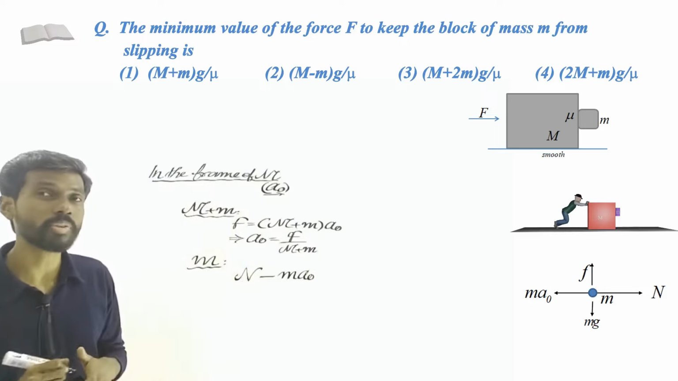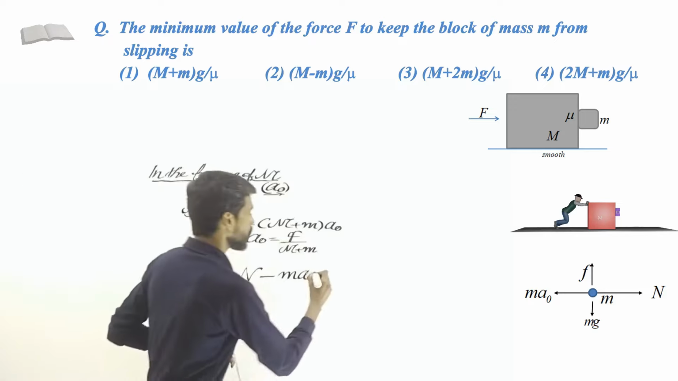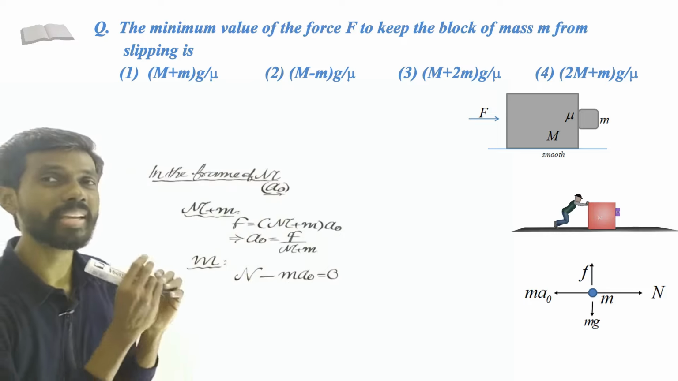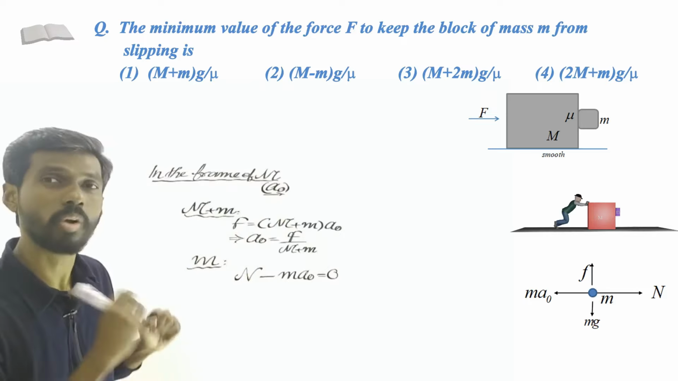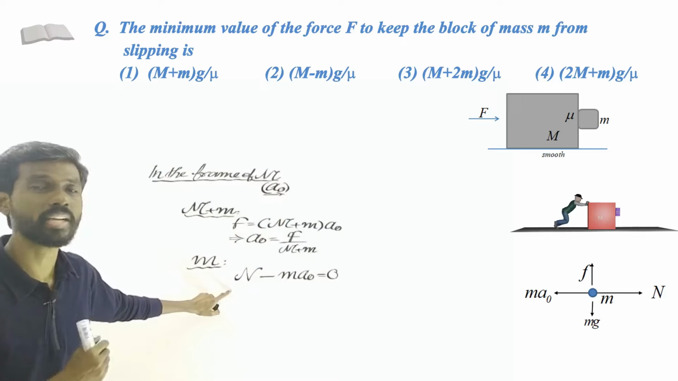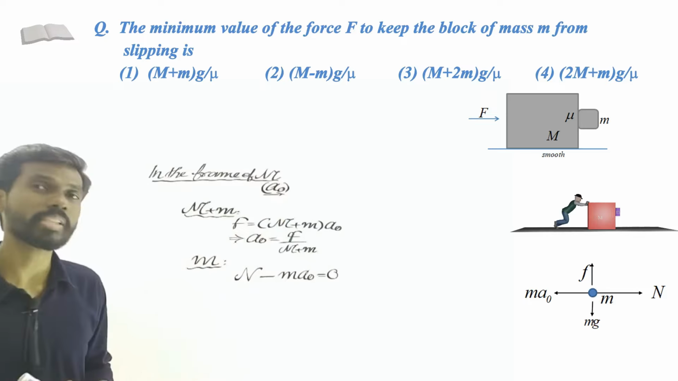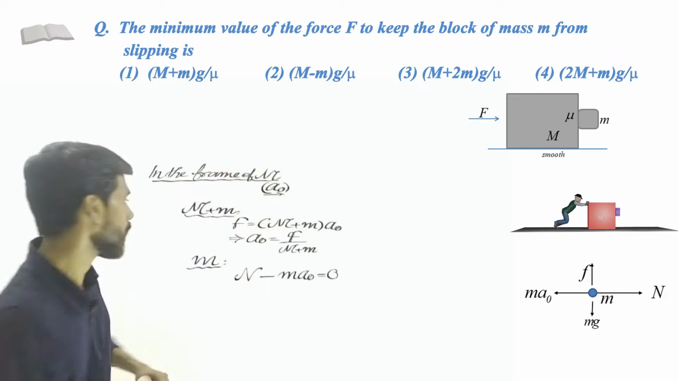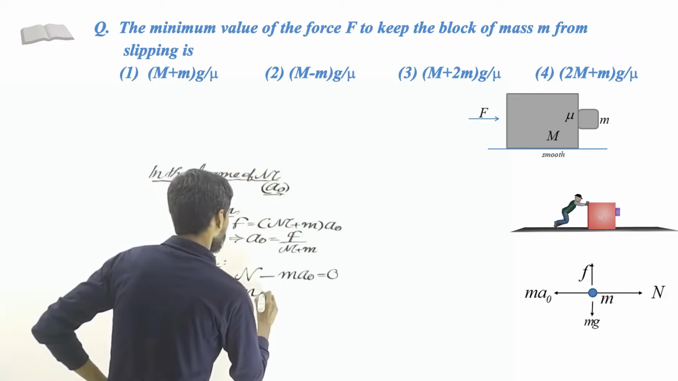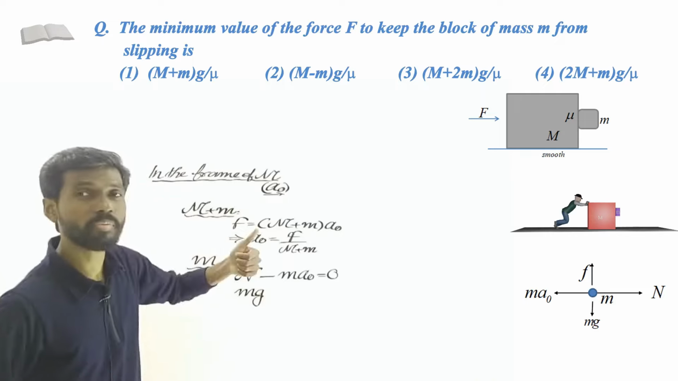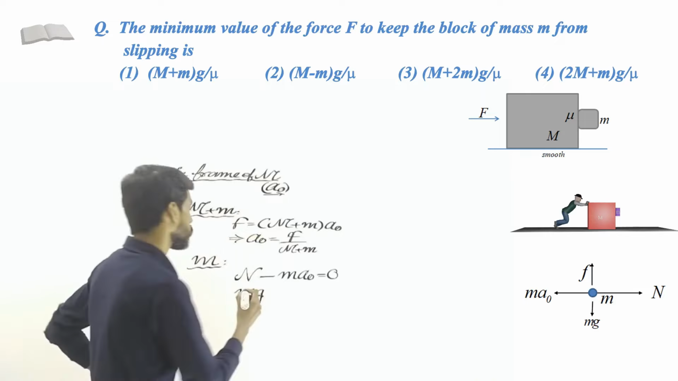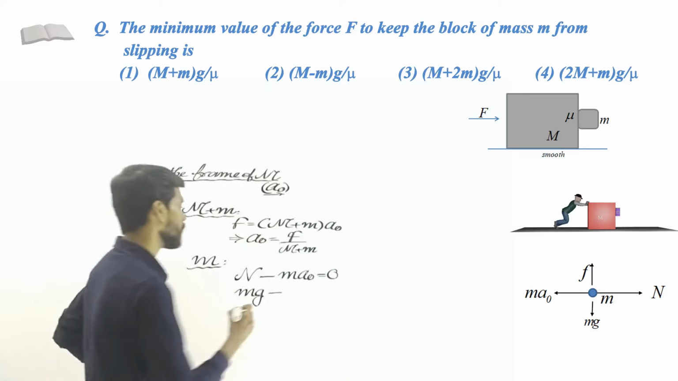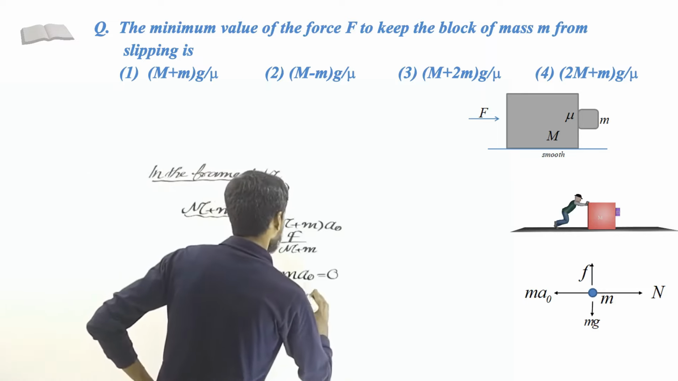So N minus m A0 is the total force acting in the horizontal direction. That must be equal to 0, because with respect to that bigger block, the smaller block is at rest in the horizontal direction. Now for the vertical direction, what are the forces acting? The gravitational force in the downward direction, mg, against which we have the frictional force between these two blocks. What is the frictional force formula? It is mu multiplied by the normal force.